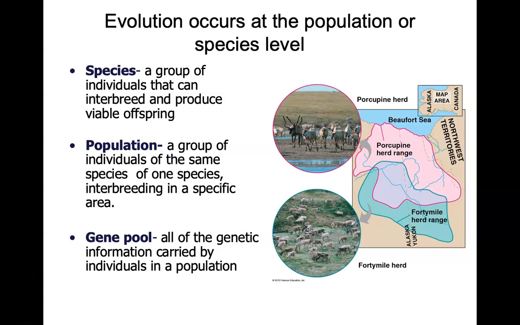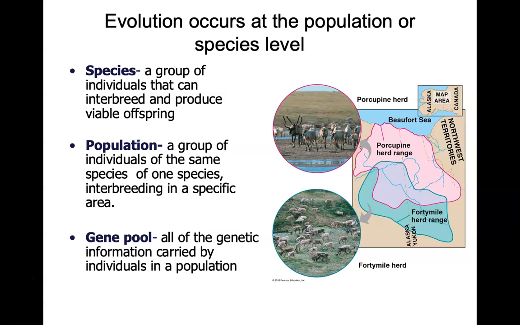So Homo sapiens, humans, are a specific species. We interbreed. As a whole, we produce viable offspring. House cats are a specific species. They interbreed with one another and produce viable offspring. They are a different species than, say, a bobcat or a lion or an ocelot. Those are other species that can interbreed amongst themselves and produce viable offspring.